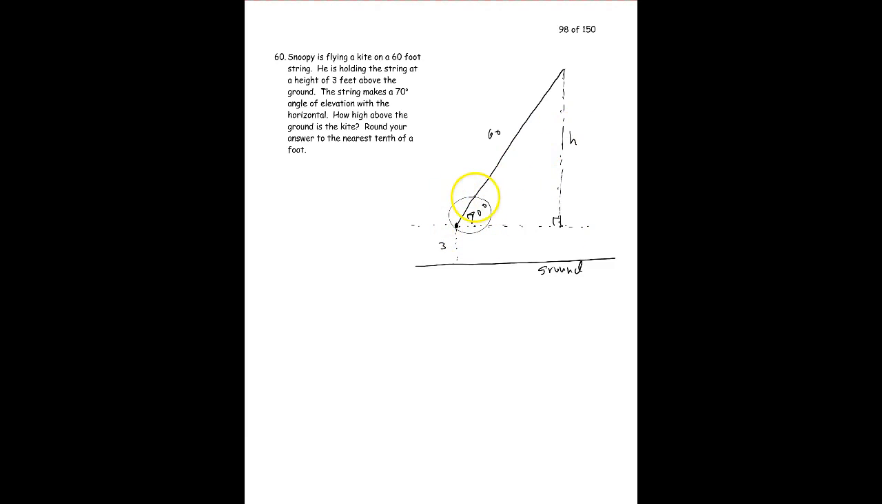If we use this as a reference angle, we can tell that h is the opposite. We know that 60 is the hypotenuse. So, SOH, we're going to use sine. Sine of 70 degrees equals h over 60. h equals 60 times sine of 70 degrees. If you plug that in your calculator, you get 56.38, which rounds to 56.4 feet.